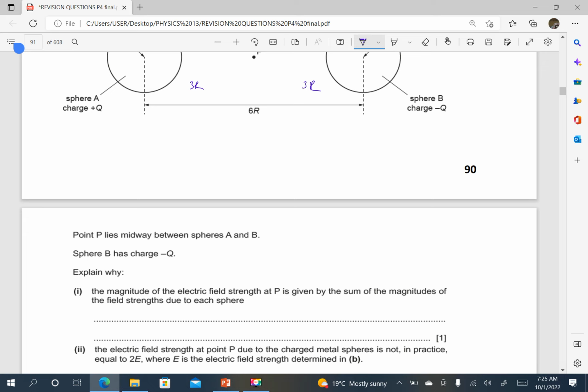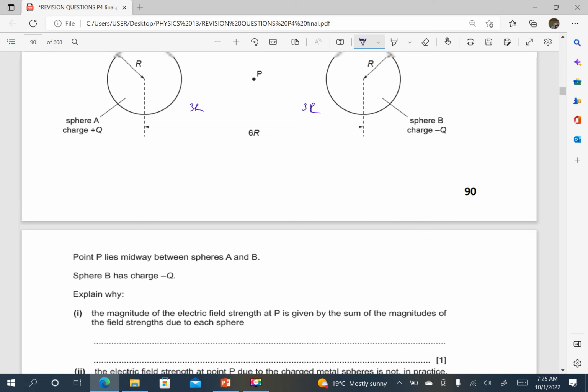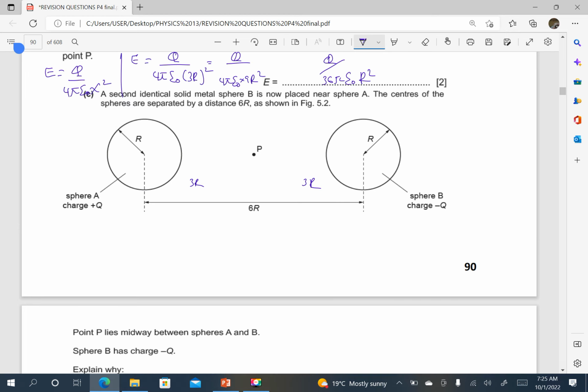Explain why the magnitude of the electric field strength is given by the sum of the magnitude of the field strength of each sphere. Note that to define electric field strength, we imagine a unit positive charge placed at point P. Sphere A is going to repel it because it's positive. So the electric field strength due to A is going to be in that direction. Sphere A repels our positive charge.